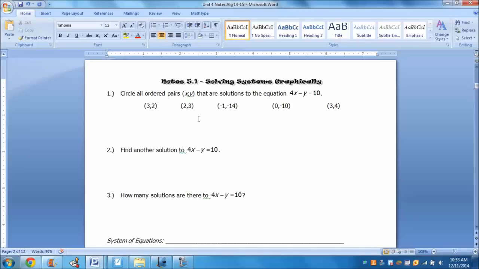Notes 5.1 are on solving systems of equations graphically. When you look at what comes next in the video, it will say notes 4.1. Just ignore it and keep watching. You're on the right set of notes. You're doing exactly what you need to do, okay?